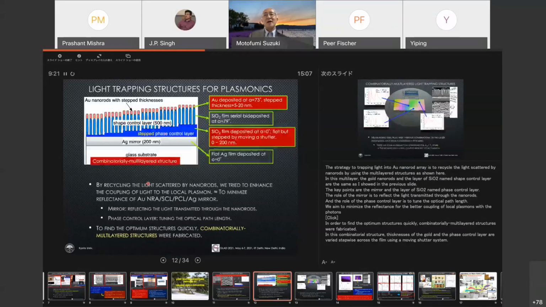So in order to find the optimum structure quickly, combinatorial multi-layered structures are fabricated. In this combinatorial structure, we changed the thickness of the gold nanorods and the thickness of the phase control layer over the sample step by step like this.